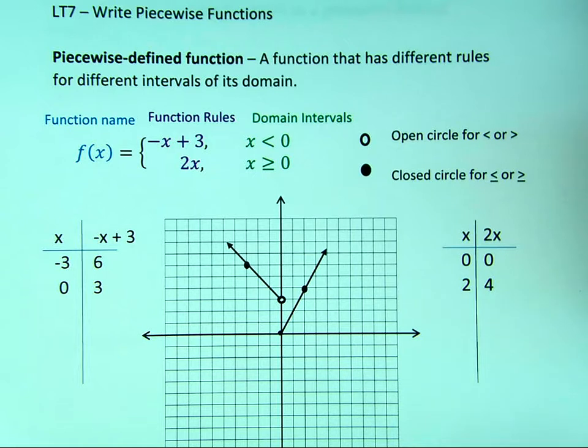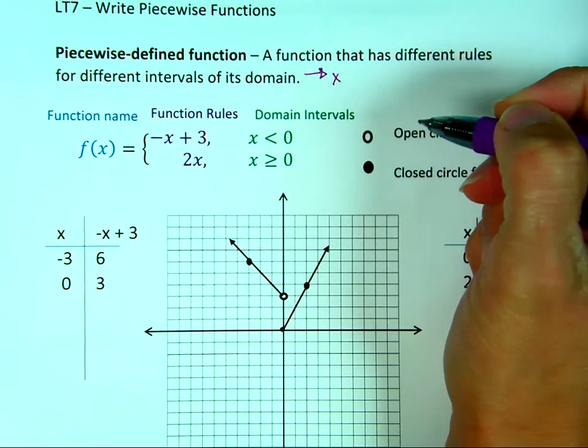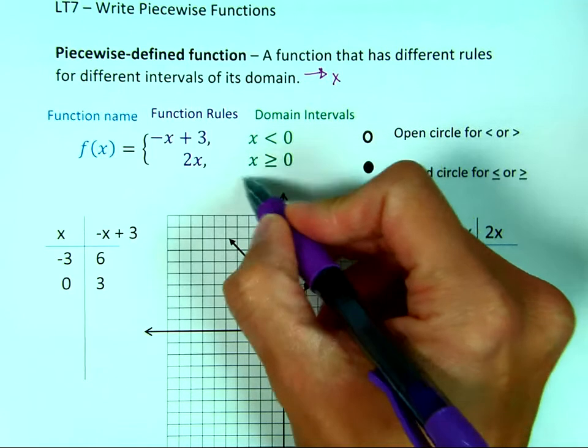So a piecewise function is a function that has different rules for different intervals of its domain. Remember, domain, that's the x value. Whenever you hear domain in math, you got to think x. So you see the different intervals here.